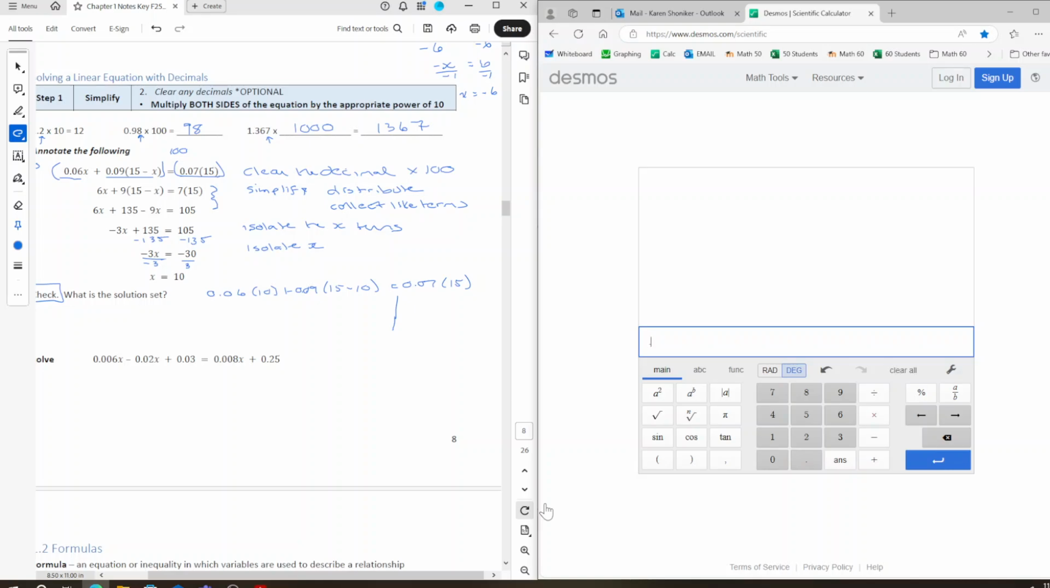So I've got 0.06 times 10 plus 0.09 bracket, which also means times, 15 minus 10, or I could have just done a 5, and I get 1.05 on the left-hand side. On the right-hand side, I have 0.07 times 15, which is going to give me 1.05. Since left side is equal to right side, that means my solution would be 10.